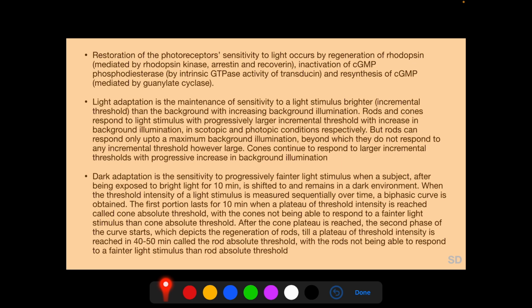Light adaptation is the maintenance of sensitivity to a light stimulus brighter than the background with increasing background illumination. Rods and cones respond to light stimuli with progressively larger incremental thresholds with increase in background illumination in scotopic and photopic conditions respectively for rods and cones. But rods can respond only up to a maximum background illumination, beyond which they do not respond to any incremental threshold, however large. Cones continue to respond to light stimuli with larger incremental thresholds with progressive increase in background illumination.